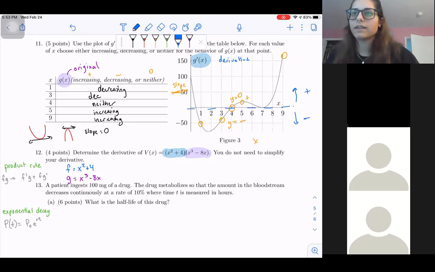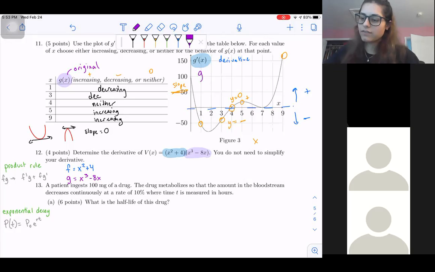Would 3 be increasing if we were analyzing g of x? If the graph of this was g of x and not g prime of x, then yes, at x equals 3, it would be increasing. So if this was g of x, from here to here it would be decreasing. Here it would be 0, or neither. Here it'd be increasing, 0, decreasing, 0, increasing. So the important distinction to make is that we're looking at the derivative graph. Yeah, perfect.